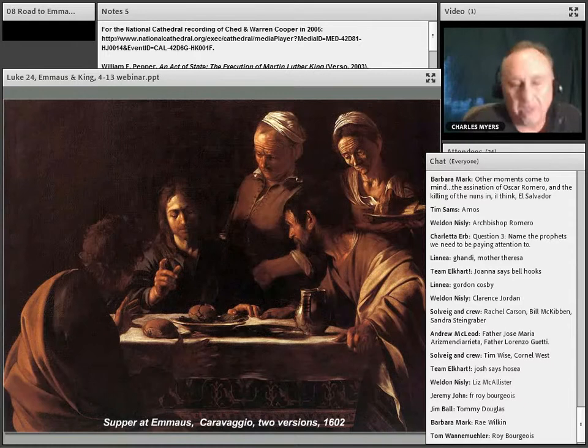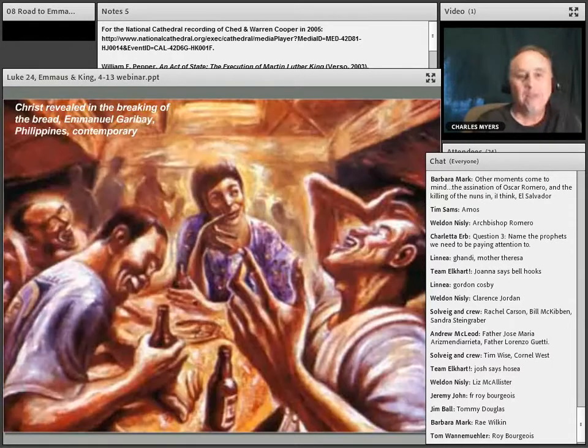I want to show one other image of the moment of the breaking of the bread. This is by the contemporary Filipino artist Emmanuel Garibay.